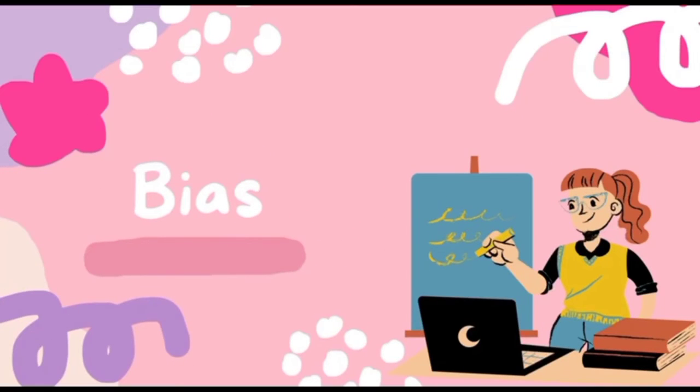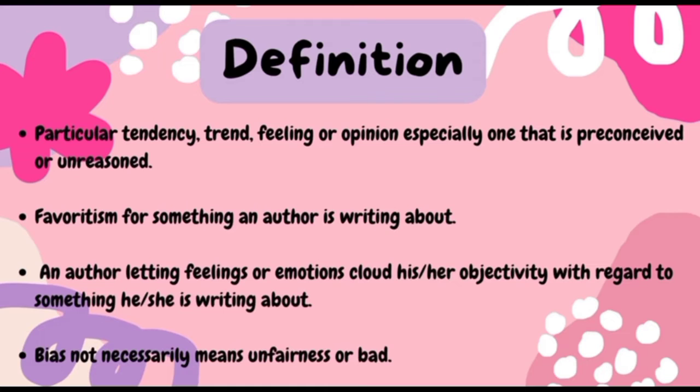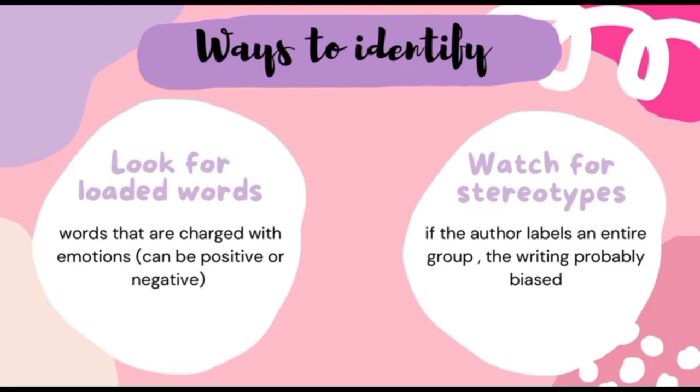For the next reading component, bias. The definition of bias: a particular tendency, trend, feeling, or opinion, especially one that is preconceived or unreasoned. Favoritism for something an author is writing about. An author letting feelings or emotion cloud his or her objectivity with regard to something he or she is writing about. Bias does not necessarily mean unfairness and bad. Let us go through the ways to identify it.